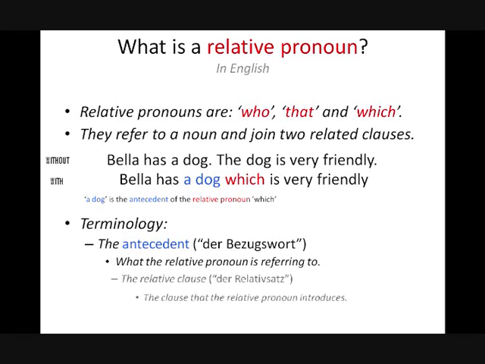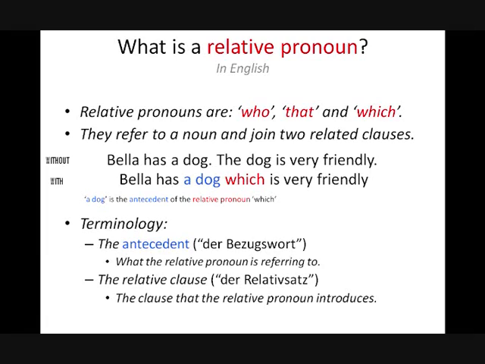There's also a thing called a relative clause in this example with the relative pronoun. The relative clause contains the information that the relative pronoun introduces. So it's this bit here, which is very friendly. That's the relative clause. Up here in the first example, there are two main clauses, but down here in the second example, there is a main clause, then there is the relative clause that is introduced by the relative pronoun which.